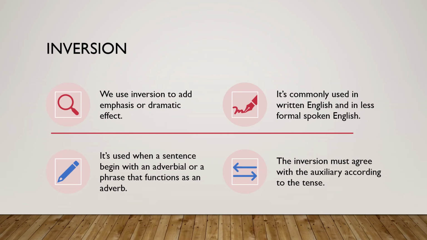So it's used when a sentence begins with an adverbial or a phrase that functions as an adverb. Frequency adverbs are very common in this kind of sentences, in inverted sentences. The inversion must agree with the auxiliary according to the tense. So we are going to be focused on the tense we are using in order to apply it properly. Now let's see some examples.